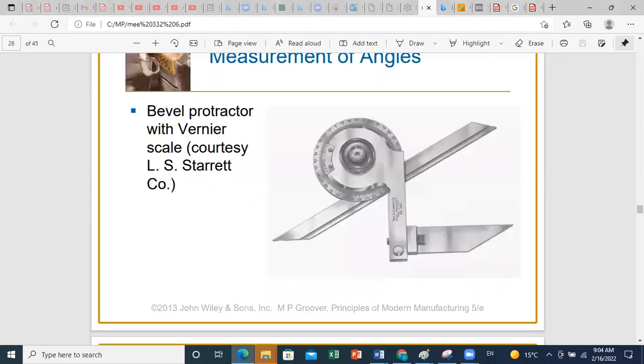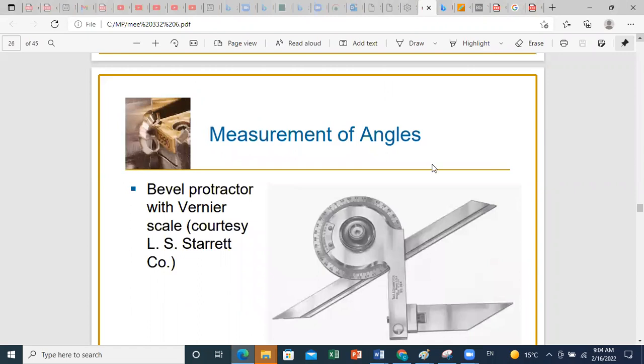We have also devices to measure angles. This is an example, a bevel protractor with a vernier scale. Also in the YouTube links I posted for you, you have several videos showing how these devices work. This bevel protractor can measure angles from 0 to 90 and angles larger than 90. Depending on the mode of operation and the angle, you will be able to read its value. So it will go from 0 to 180 degrees.